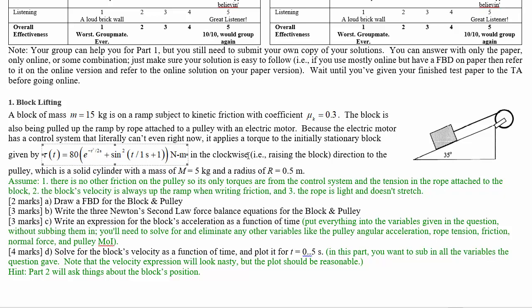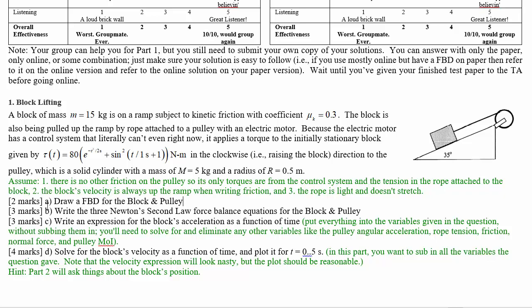In a clockwise direction, that is, raising the block, to the pulley, and the pulley itself is a solid cylinder of mass 5 kilograms and radius 0.5 meters. Now we're told to assume that there's no other friction on the pulley, so its only torques are from the control system and the tension in the rope attached to the block. And also, the block's velocity is always up the ramp when riding friction. That's going to make things easier, so that the friction is always going to be in the down the ramp direction if the block is always moving up. And that the rope is light and doesn't stretch. So that means we don't have to consider its mass. We don't have to look at any spring effects in that.